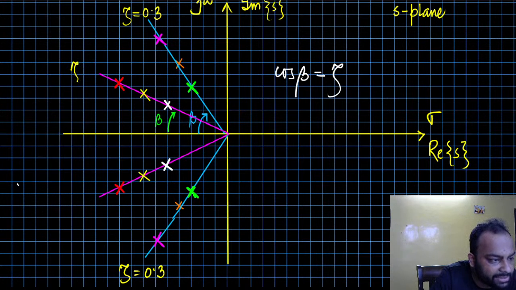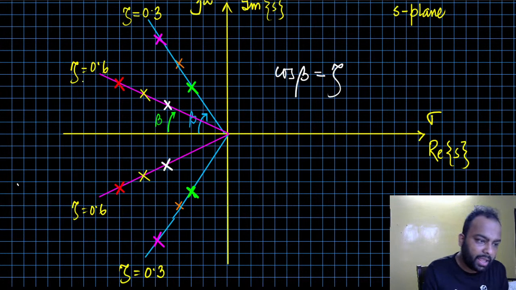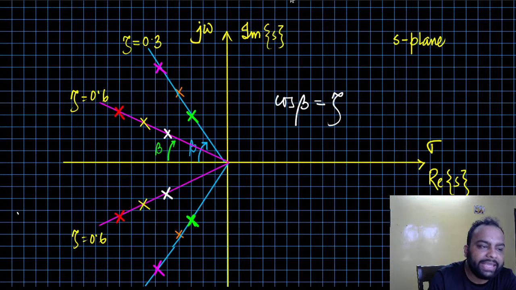Similarly, say this is zeta equal to 0.6. What I now mean is that pole pairs that lie on these lines will have the same damping ratio, 0.6. And just like that I can draw many of these lines.